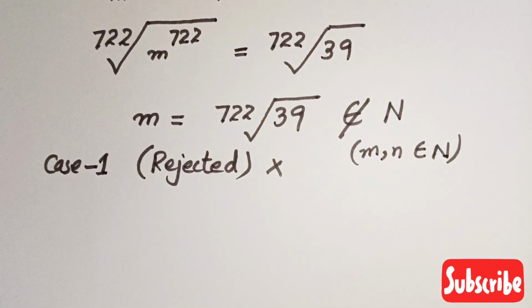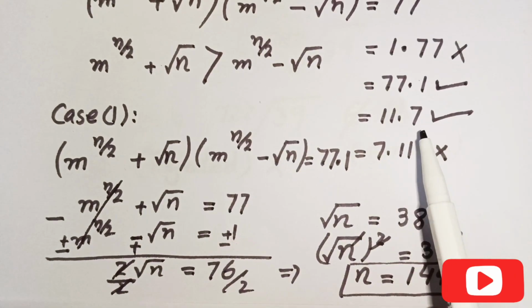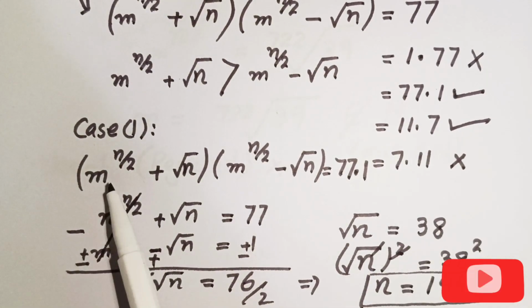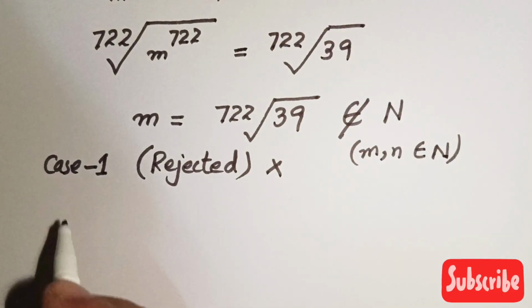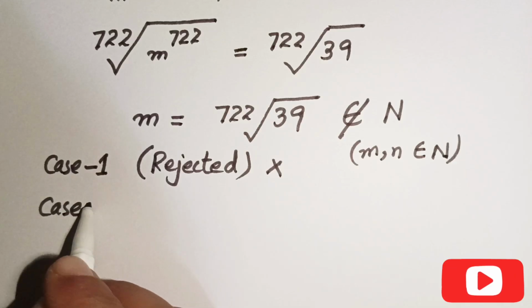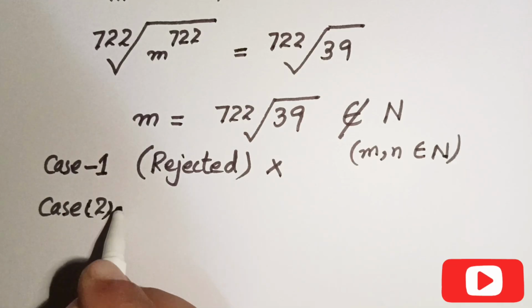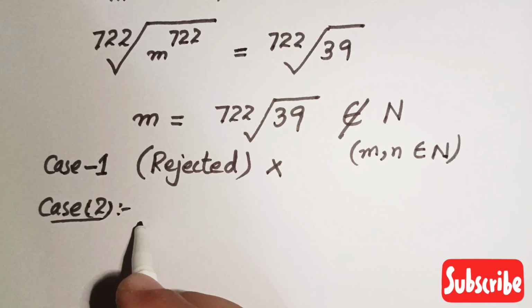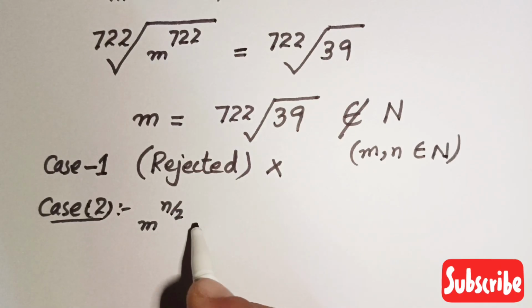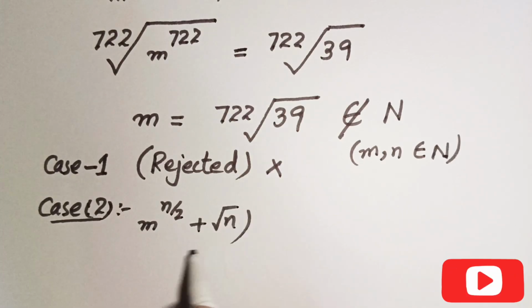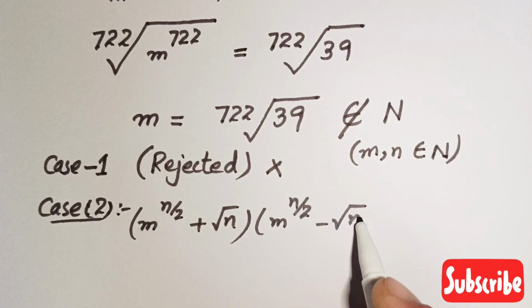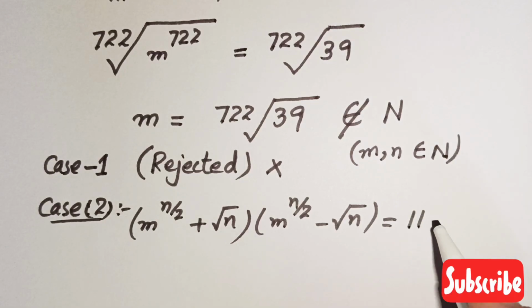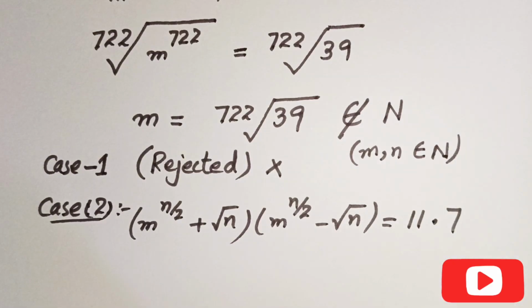Now we are going to solve our case number 2. So our case 2 is here 11 times 7. Now this m to the power n over 2 plus square root of n, here we have our case 2. So writing this one, it is m to the power n over 2 plus square root of n times m to the power n over 2 minus square root of n is equal to 11 times 7. It is our case number 2.